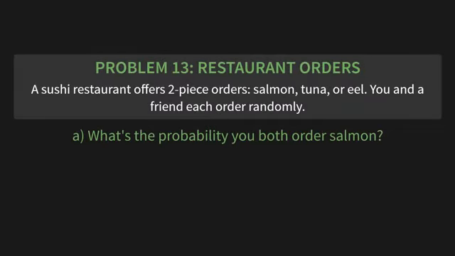Picture this. You and your friend walk into a sushi restaurant. They offer simple 2-piece orders: salmon, tuna, or eel. You both decide to order randomly. Maybe you're feeling adventurous. So first question, what's the probability you both end up ordering salmon?